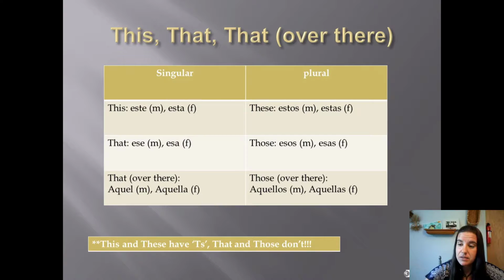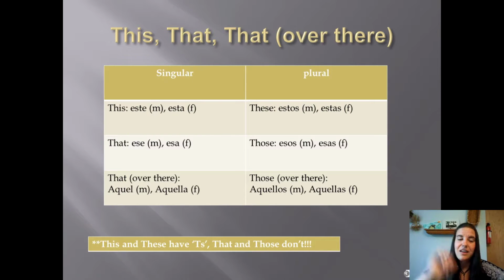That is something a little bit further away that you're going to indicate, and it's ese if it's masculine, esa if it's feminine. Esos if they're masculine, and esas if they're feminine, plural. That over there is aquel if it's masculine, aquella if it's feminine. If it's plural, aquellos, and if it's feminine, aquellas.